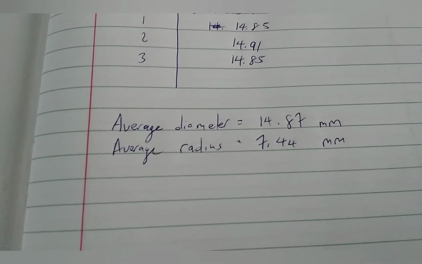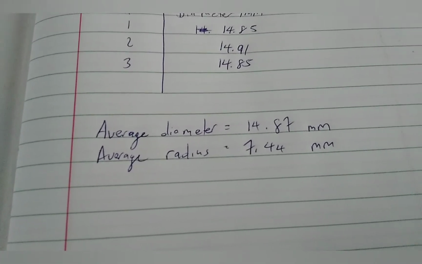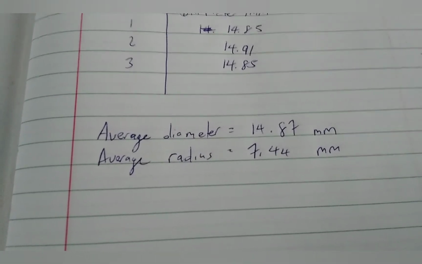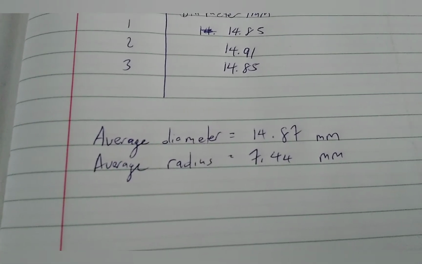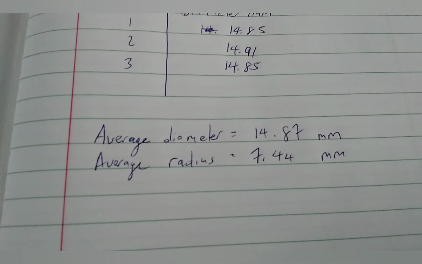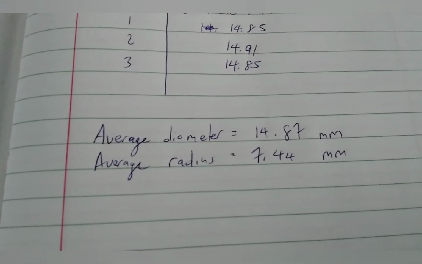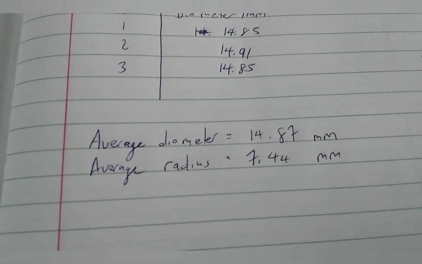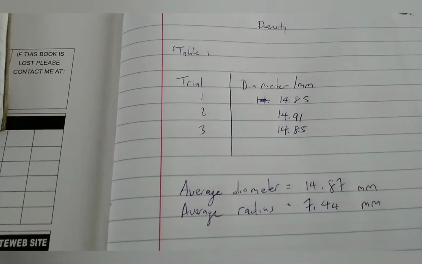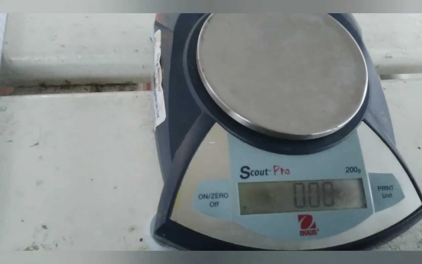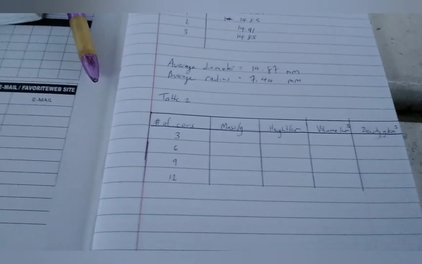Now we need to find the average radius. I went ahead and found the radius and the diameter of the coins. We divide the diameter by 2 to find the radius, and we kept everything to 2 decimal places. We're gonna go ahead and fill out our second table. We'll be taking the mass of 3 coins. We just drafted a table. That's our table. We will find the mass of 3 coins, so we'll be using the electronic balance.